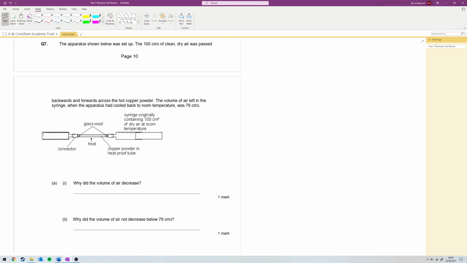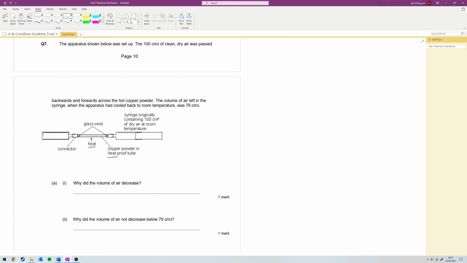So, question 7. You've got a bit of copper powder in this tube here. You're heating the copper powder, and then when the copper is hot, you push some air across the copper and you keep pushing it backwards and forwards. Okay, this is kind of like a really controlled way of doing an experiment.